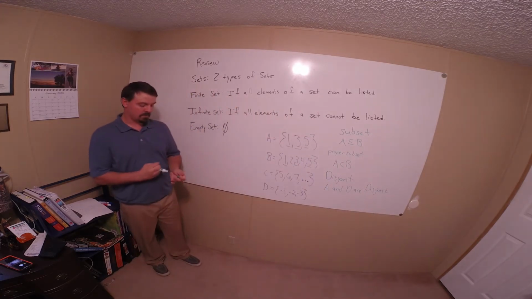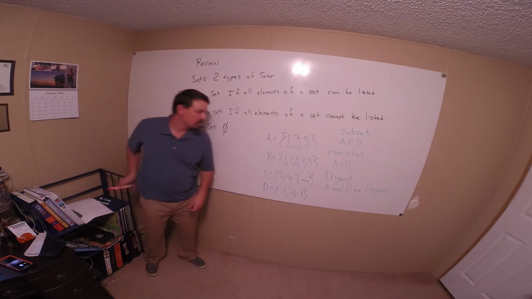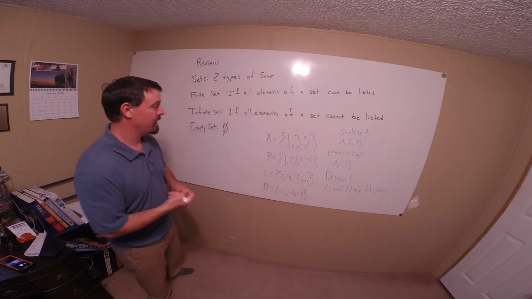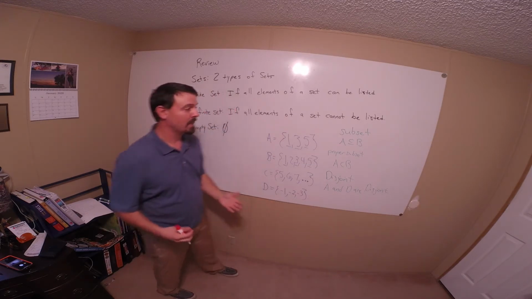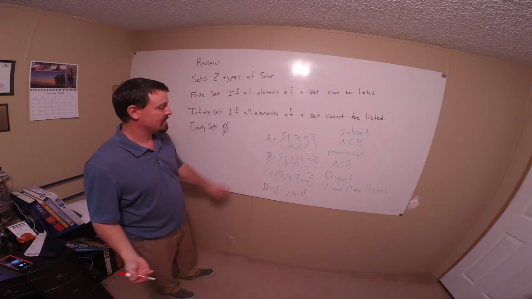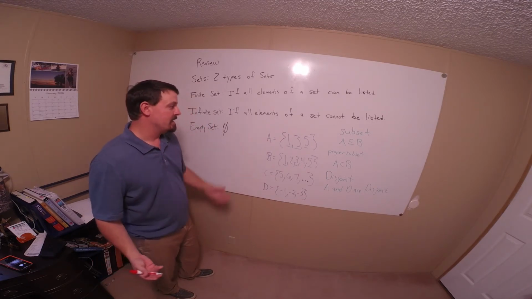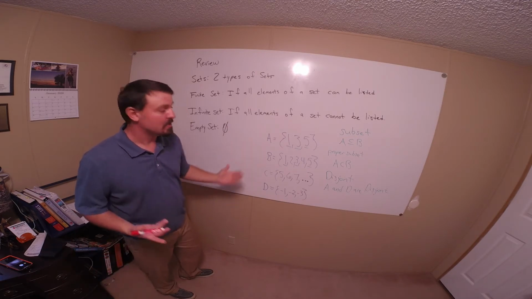Now, the only other thing that we need to talk about with sets at the moment are sets that are equal. Equal sets are just what they sound like: sets that have the exact same things in them. It doesn't have to be in the same order, but they have the same things. We don't have any examples of equal sets here. Obviously, A equals A, B equals B, C equals C. A set equals itself.